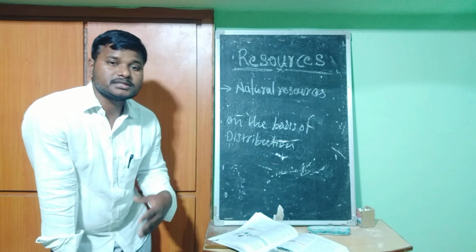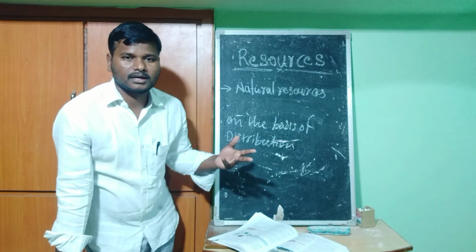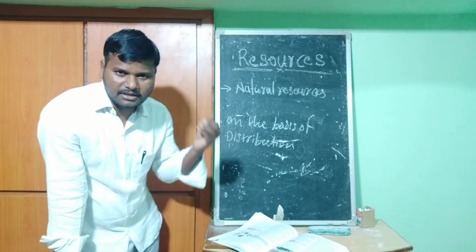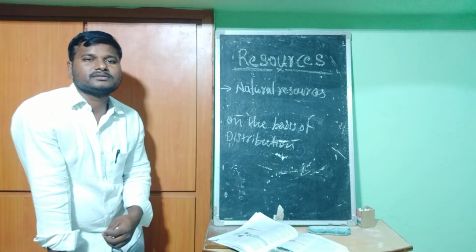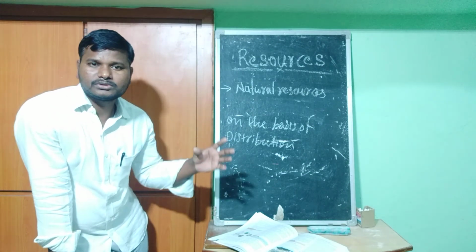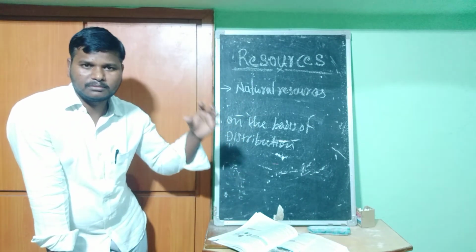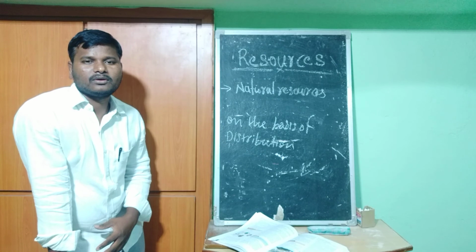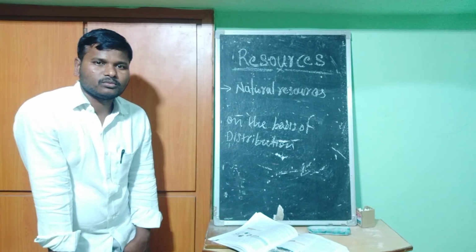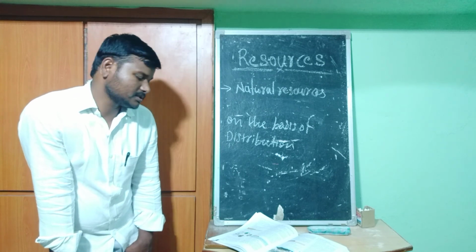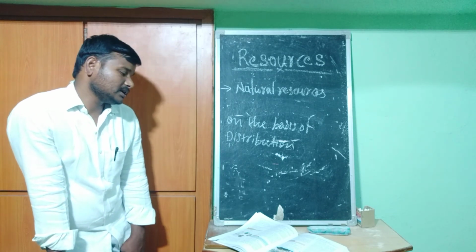But ubiquitous means present everywhere, like air and sunlight, which we call ubiquitous resources. And localized resources are those that are located or deposited in a particular place. That type of resources we call localized resources. So up to here it is clear, I think.